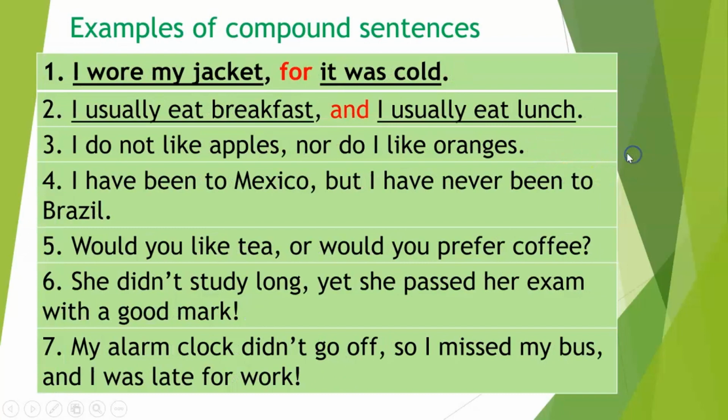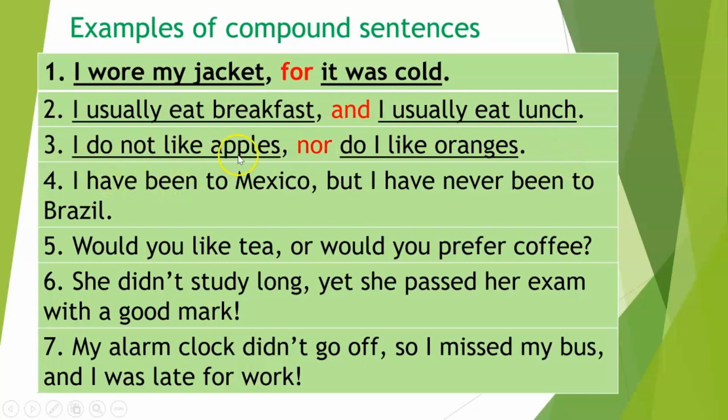Let's go to number 2. I usually eat breakfast. That's an independent clause. I usually eat lunch. We have an independent clause on this side, an independent clause on this side, joined together with a comma and a conjunction. Number 3, I do not like apples. Do I like oranges? We have an independent clause here, an independent clause here, with a comma and the conjunction nor.